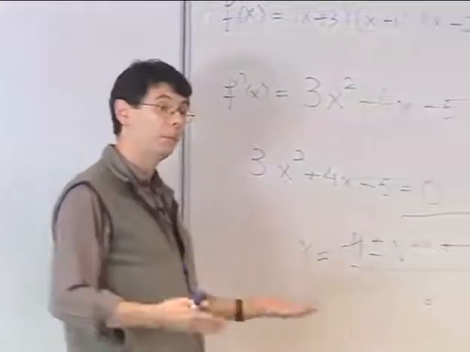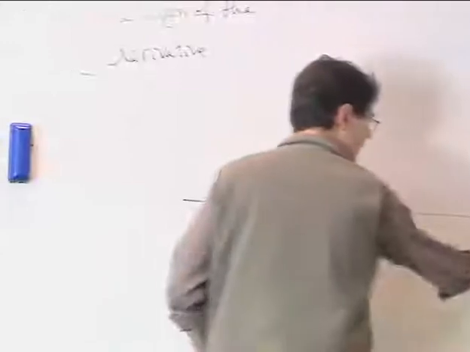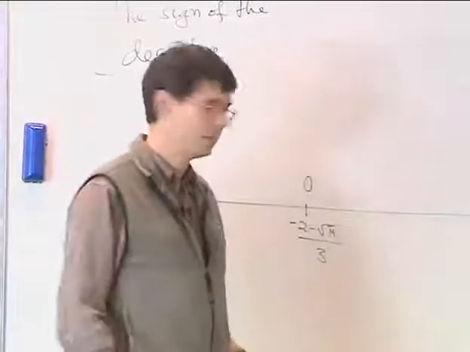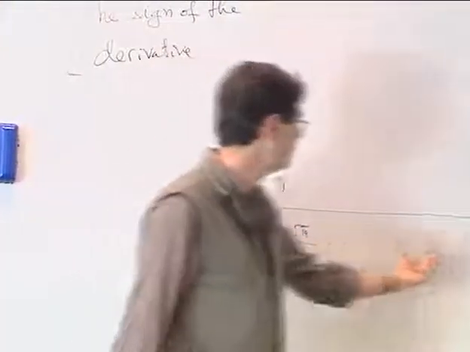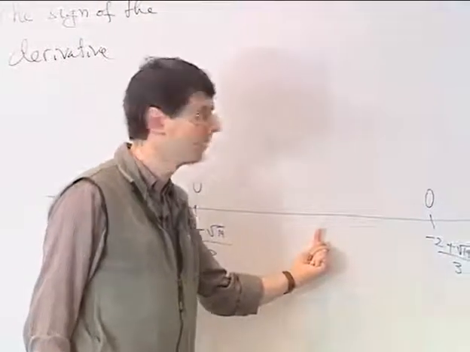Which one is it, positive or negative? Well, here, find a number x between these, an easy one. This number is negative, this number is positive. So x equals 0 is in between, right? Plug it in here. 3 times 0.